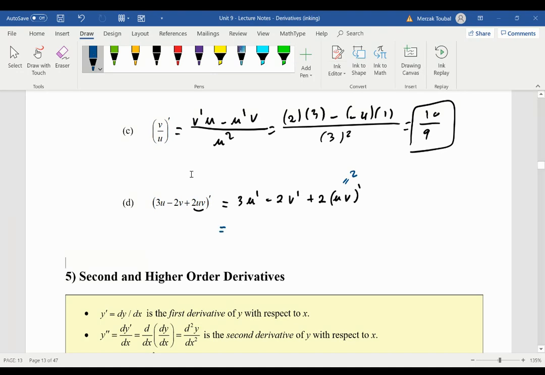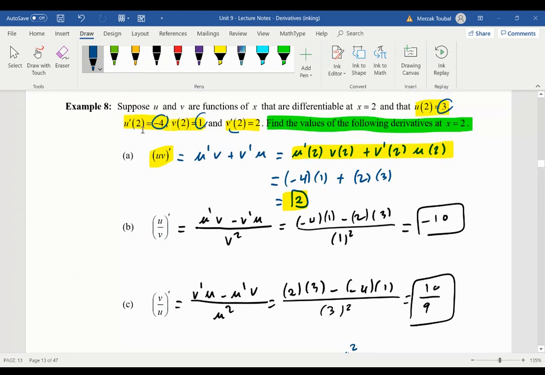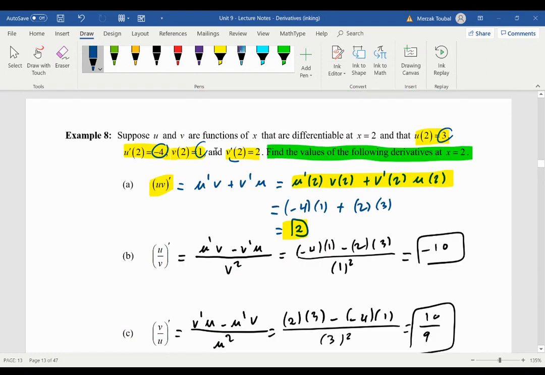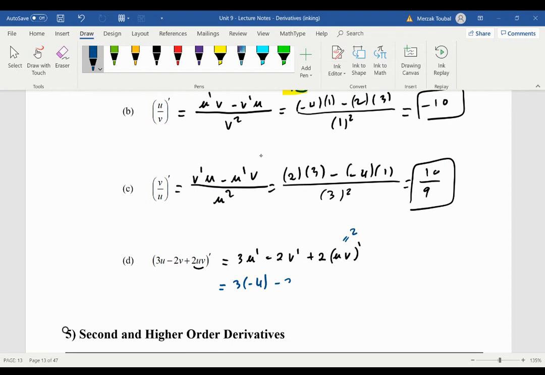So u prime at 2 is -4, so we got 3 times -4. And v prime at 2 is 2, so minus 2 times 2. And this one is plus 2 times 2. So it's -12.